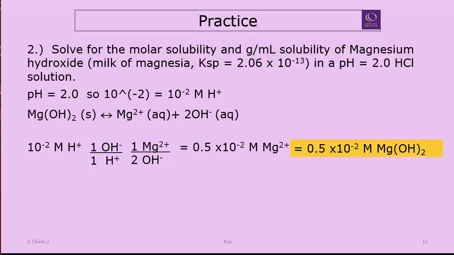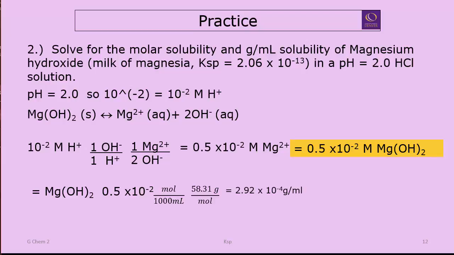And now I want to turn that molarity, the moles per 1,000 mL, into the grams per mL. So it's the same procedure, right? That's how many moles per 1,000 mL. Multiply by the molecular weight. Solve. I now have 2.92 times 10 to the minus 4 grams per mL. That's my final answer.